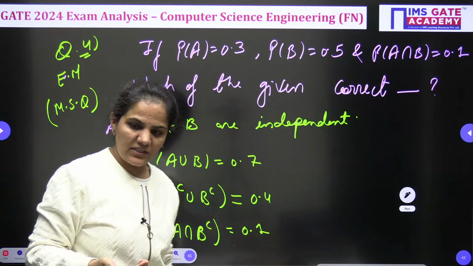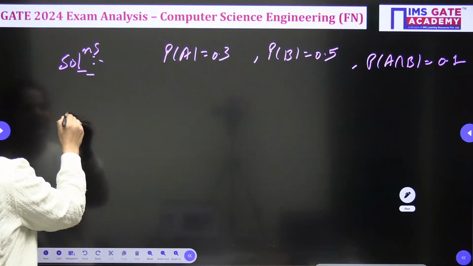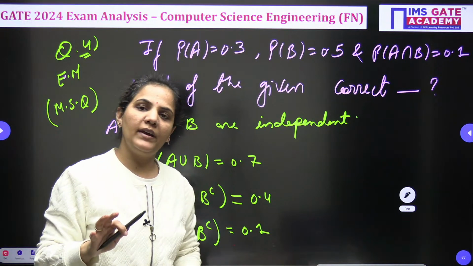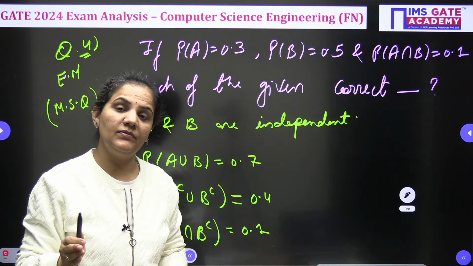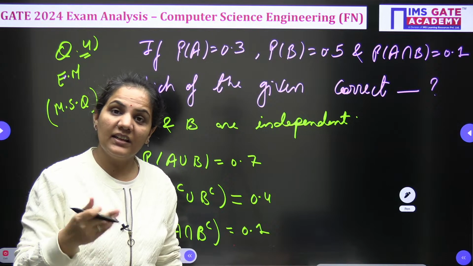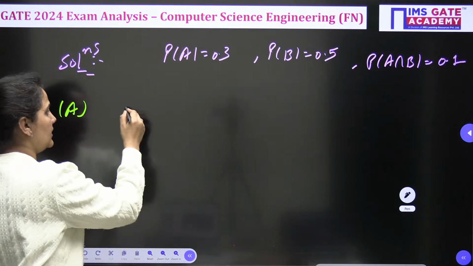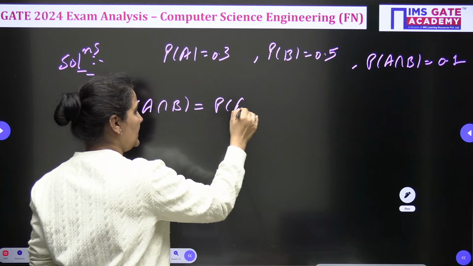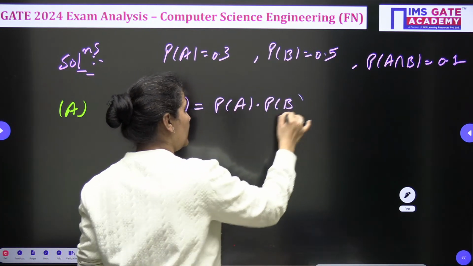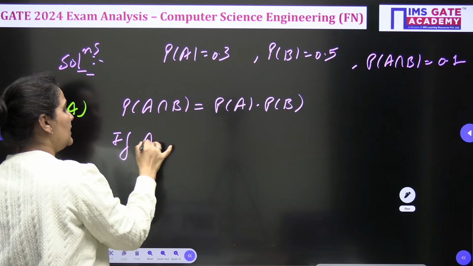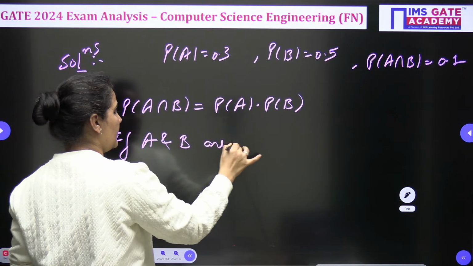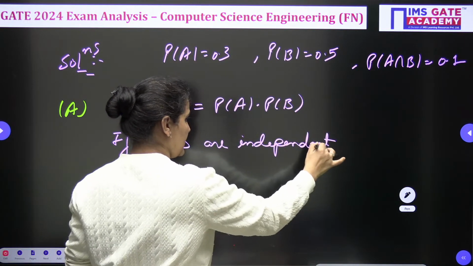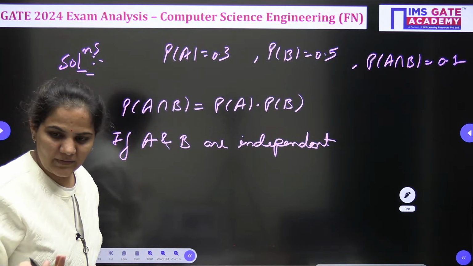Let's start with the options directly. Let's come to option A. Option A is saying A and B are independent. We know very well, if we have two events and they are independent, then their intersection is equal to the product of their probabilities. So the intersection should be probability of A into probability of B. This is the condition for the two events to be independent.